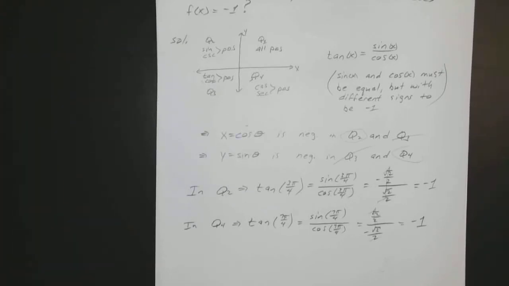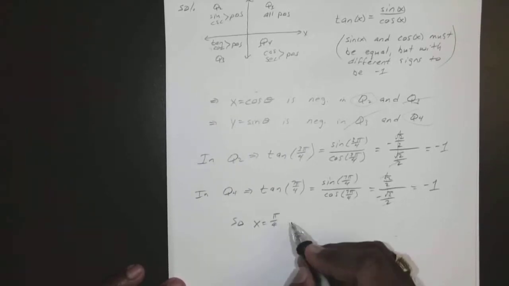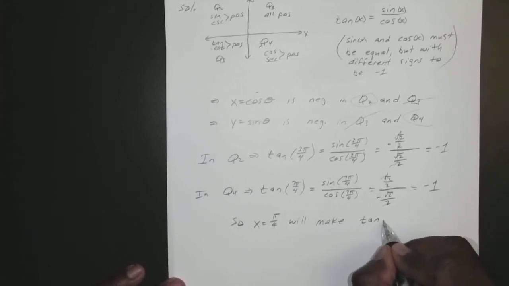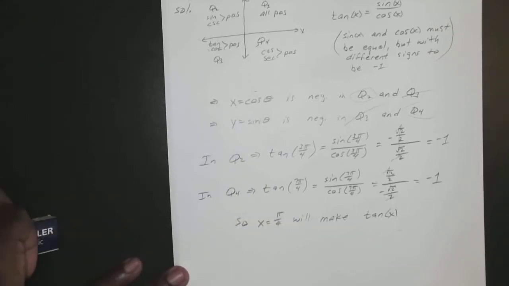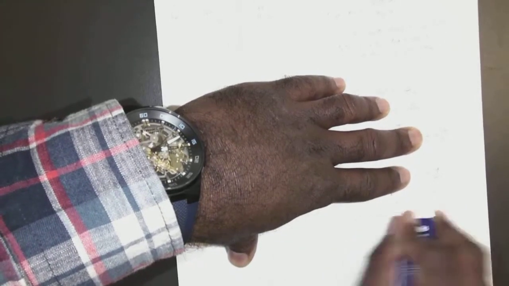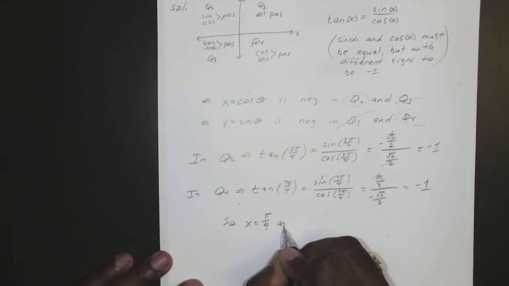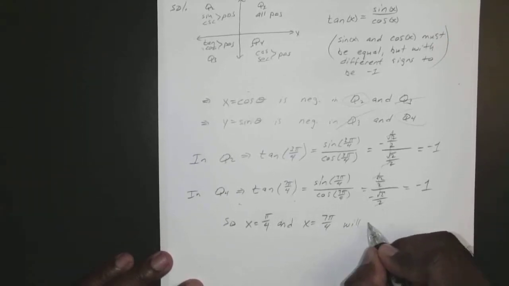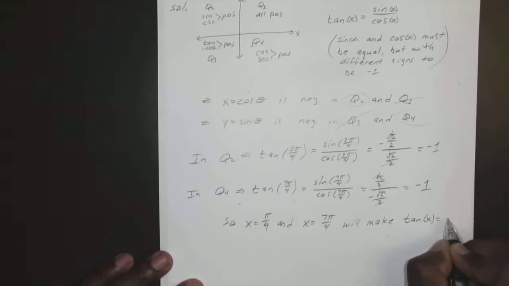Okay. So we know just from there that x equals pi over 4 will make tangent of x, pi over 4 and 7 pi over 4. Forgot to add that one. So pi over 4 and x equals 7 pi over 4 will make tangent of x equal -1.